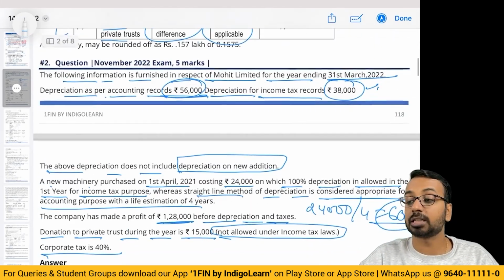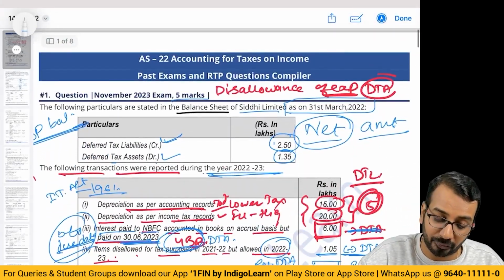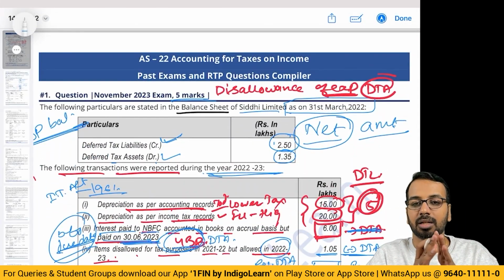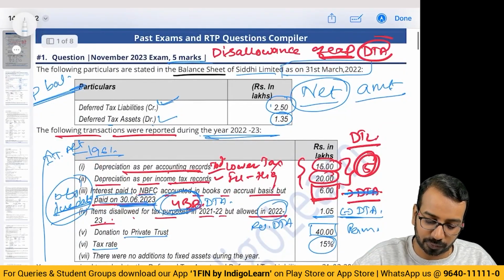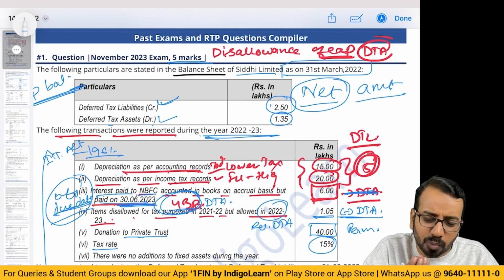Now you ask me, sir, whether we should explain the provision. You have to see the number of marks. How many marks are there? 5 marks. For a 5 marks question, and how many items are there? There are about 6 to 7 items. No scope for giving any explanation, or give a small one line.